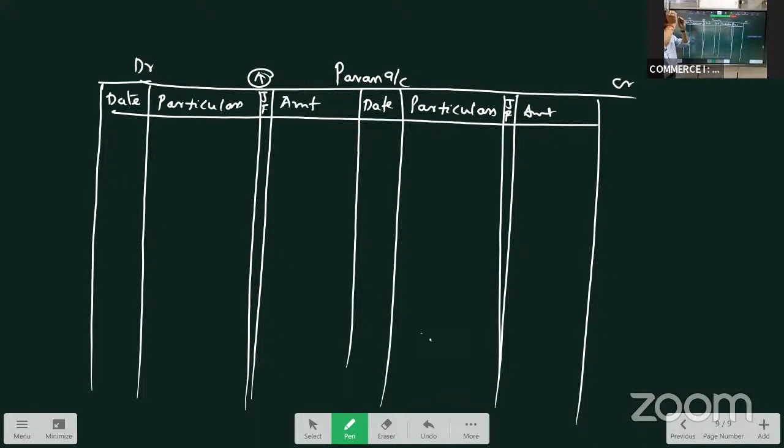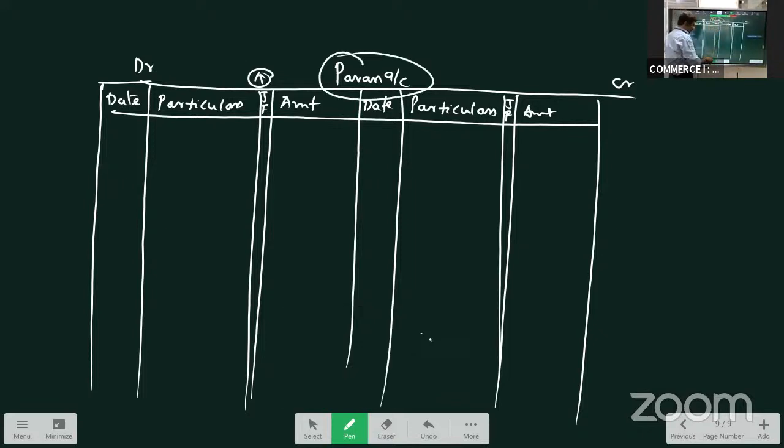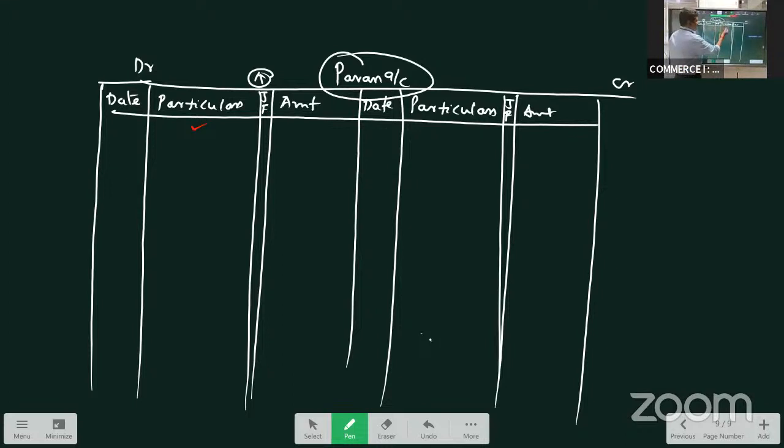We apply the rule of personal ledger, that is debit the receiver, credit the giver. Now, when we are preparing Pawan account, if Pawan is receiving something, debit him. If Pawan is receiving something, write it on the debit side here. And if Pawan is giving something, write it on the credit side here. Very simple. Okay. So as I told you, page number 65, question number 10.